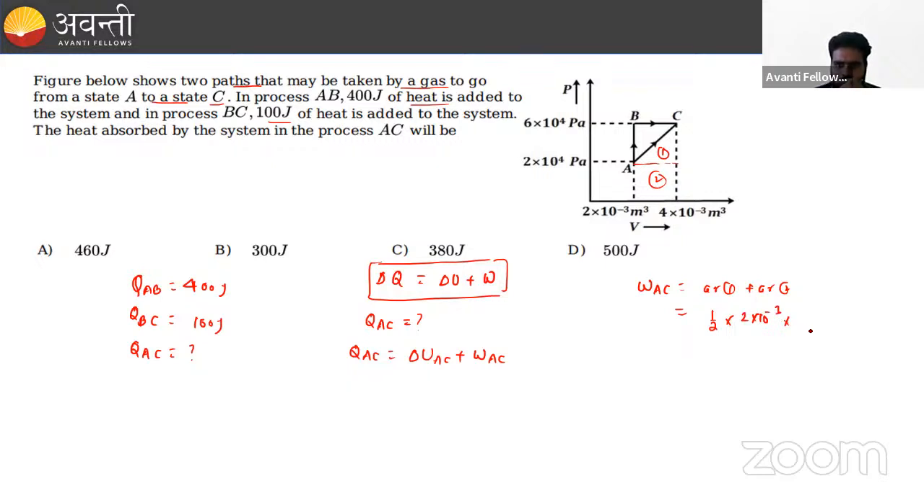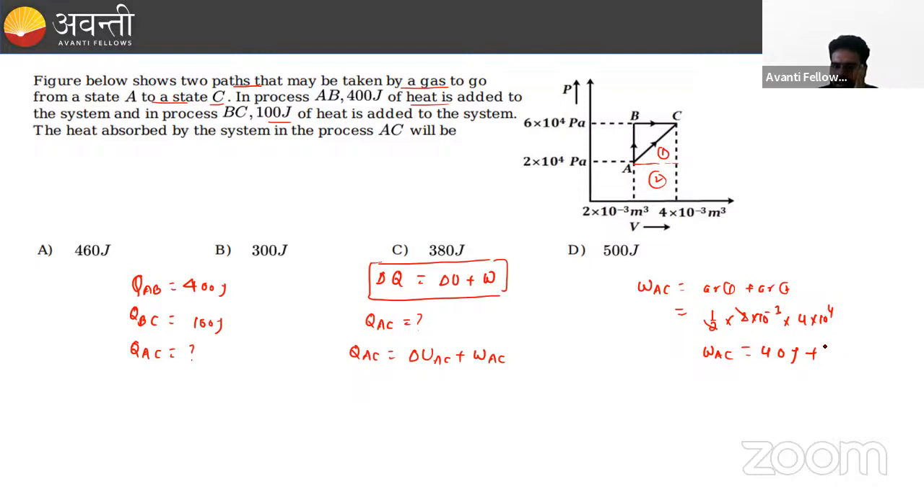And height, this will become 4 into 10 raised to power 4. In this manner, this will become 40 joule. Correct? This is the value of WAC. This is the result we have got by the path AC for the area 1. What is the value of area 2?